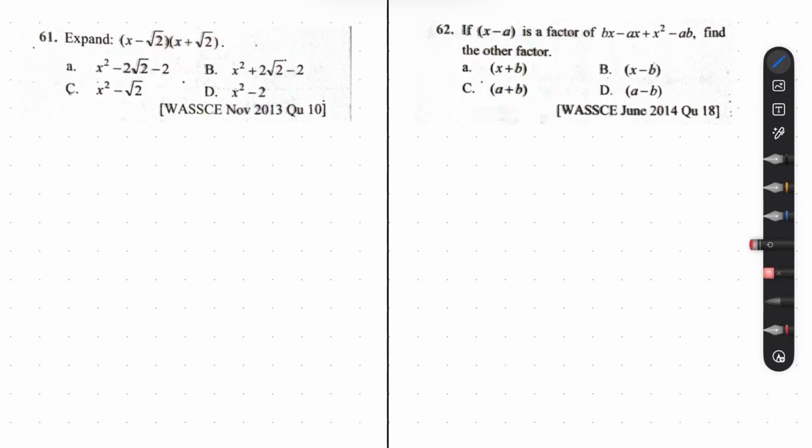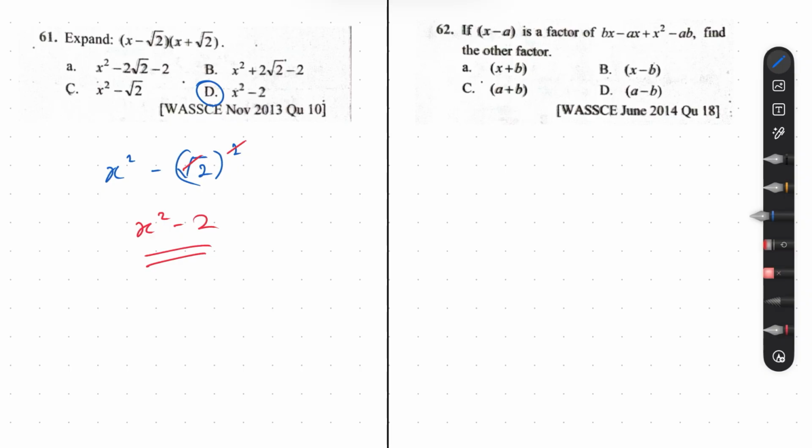We can see that this is a difference of 2 squares because we have the same terms, x and square root of 2, and then here we have negative and positive. So this is what? A difference of 2 squares. Okay, so let's do that. That will give us x squared minus square root of 2 squared. Okay, so the square roots will cancel the square, and we'll be left with what? x squared minus 2, and that is our answer, which is D. D is the answer. Okay, let's move on to question number 62.